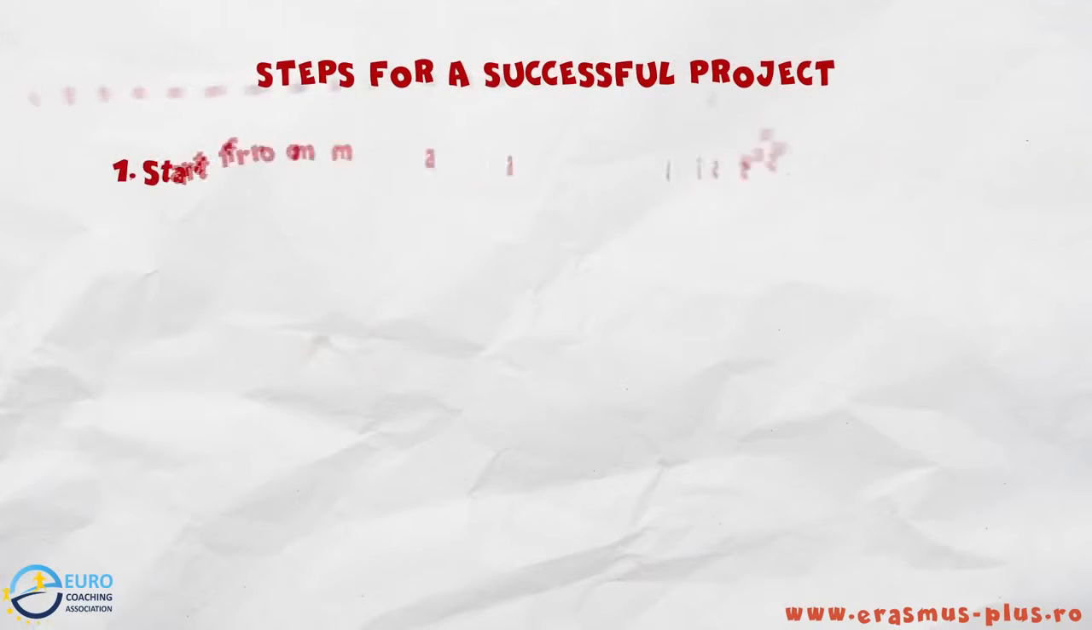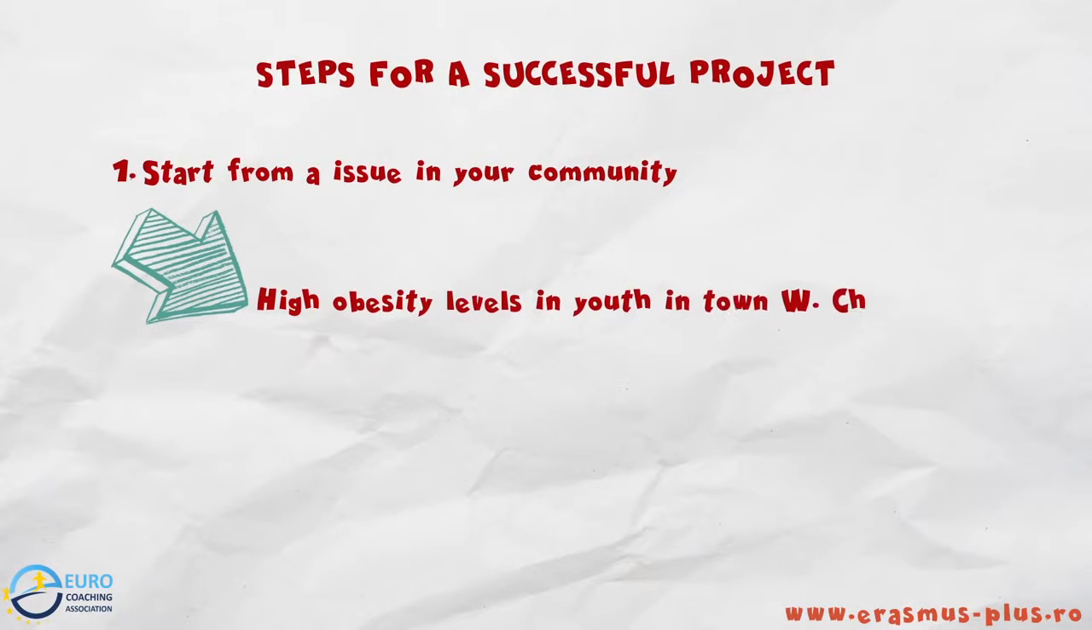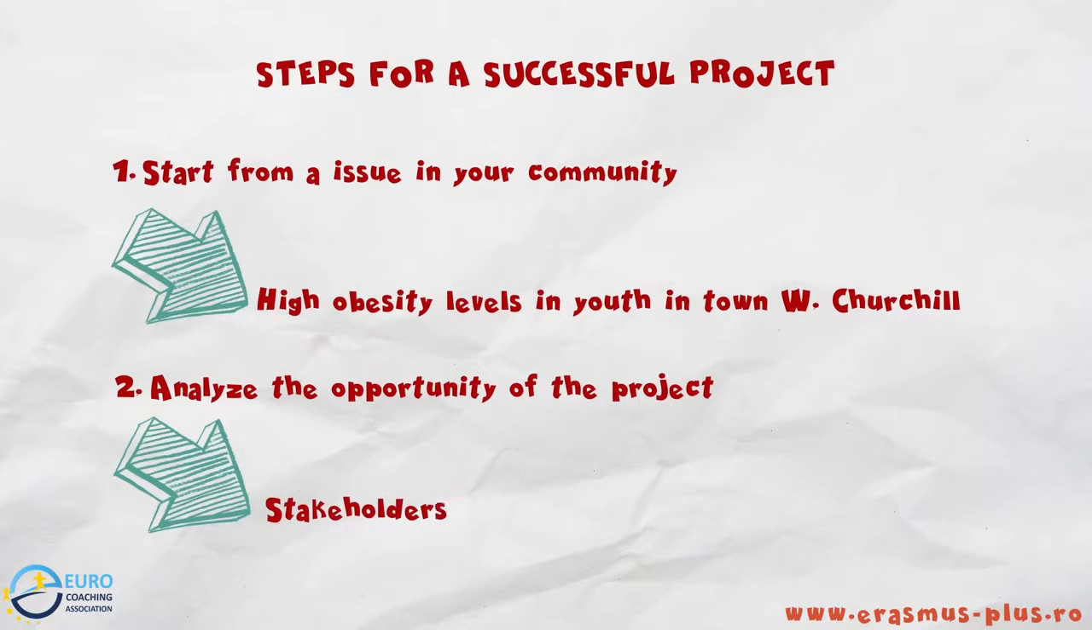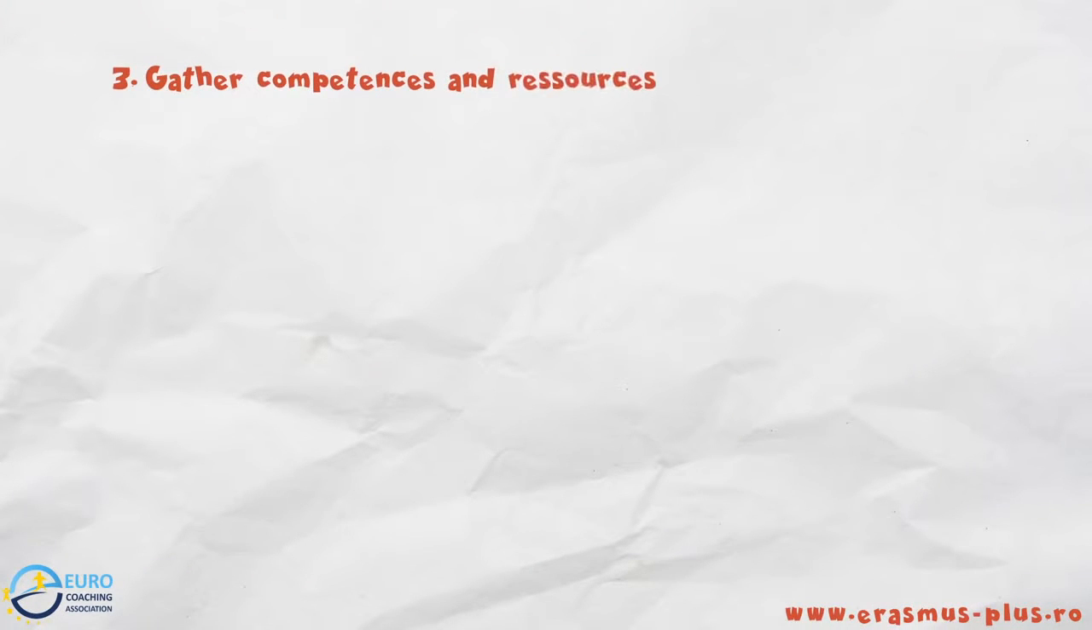Always start from an issue in your community. An example of an issue is high obesity levels in youth in your town. The second step is to analyze the opportunity of your project. Who are the stakeholders? Who is your target group? How much time and money do you need, and what other resources do you need in order for this project to take place?